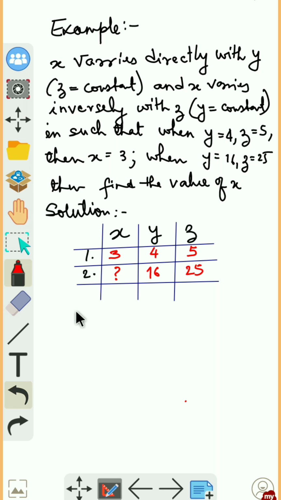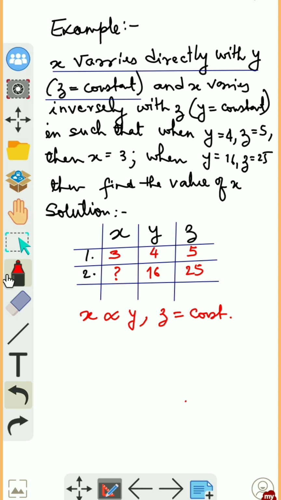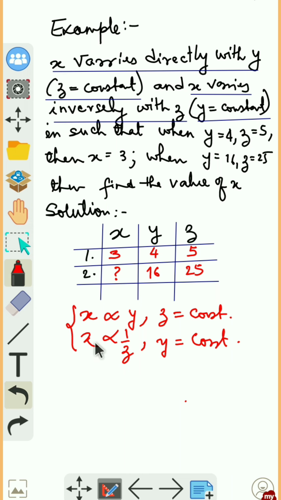So we know from the joint variation, it is clearly stated here, x varies directly with y when z is constant. So we'll simply write this: x directly proportional to y, where z is constant. And in the second case, it's written x varies inversely with z when y is kept constant. So we can write x varies inversely with z, in this case y is kept constant. So combining these two expressions, we can simply write x proportional to y by z. This is the second case of expressing joint variation that I talked about earlier.